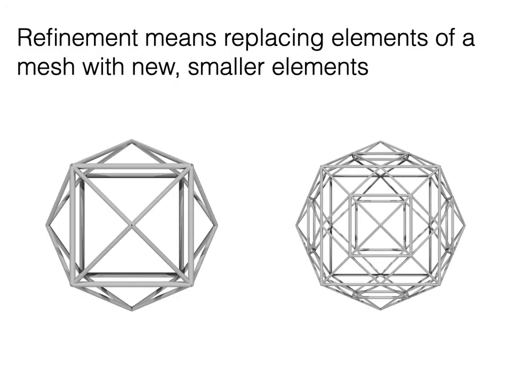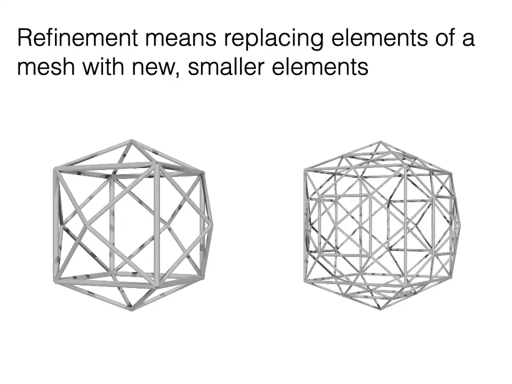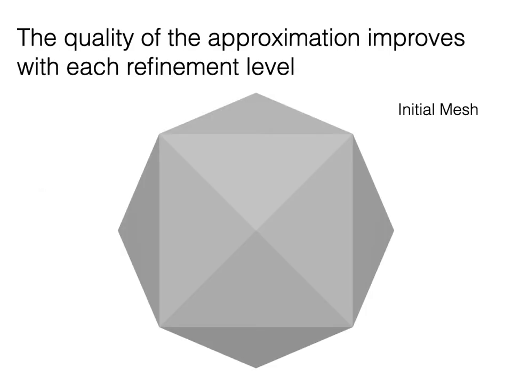If we take the original mesh on the left and we refine it, you can see that all of the triangles have been replaced by new smaller elements. However, it's still the same shape, and so then we need to optimize it. What we can do is redesign the main loop to iteratively optimize and refine. So this is our new loop. You can see that we'll perform conjugate gradient steps to optimize, and then following that, we'll do the refinement. So if we follow this sequence, the quality of the approximation is going to improve.